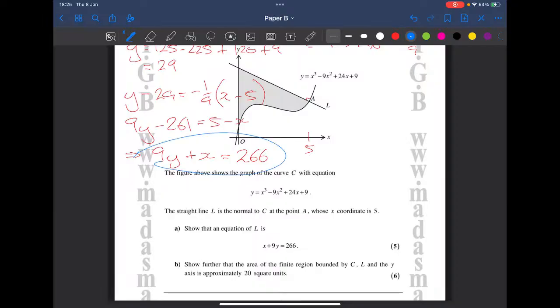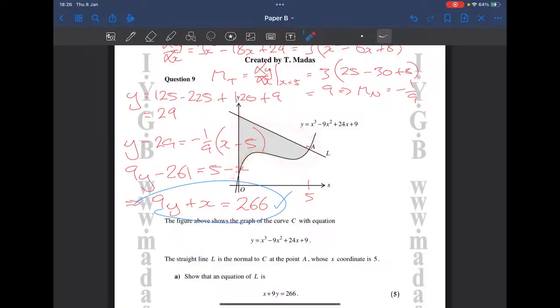And it's always nice when they actually get the correct answer and it's giving you exactly what they showed you in the show that, and you end up with that solution. That's always good. Part B then, we want to find the area of the finite region bounded by C, L, and y, and show it's approximately 20 square units. So that's obviously this shaded thing in here.